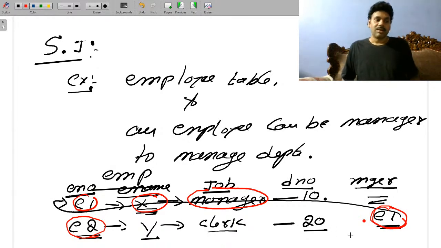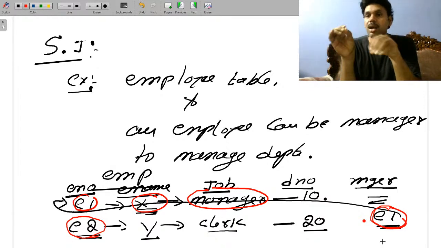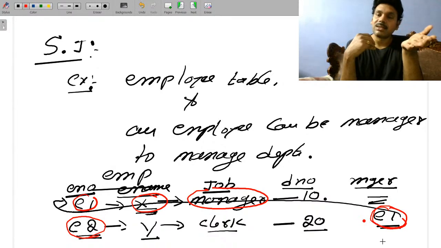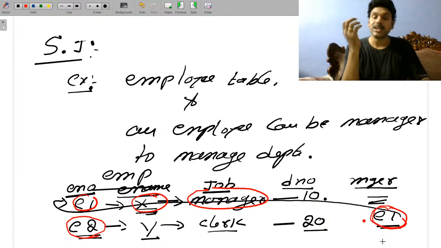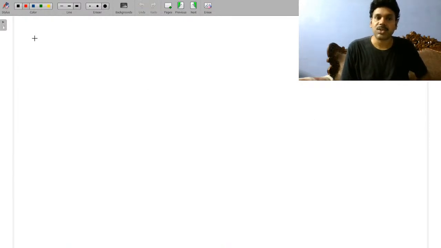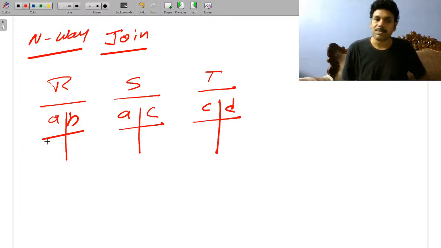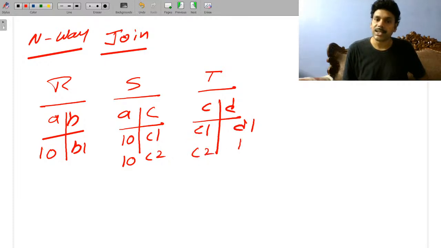Okay, friends, so that is today's concept. We have learned the importance of joins and the different types of joins. All joins are based on either inner joins or outer joins, and either two-way joins or n-way joins. So what is an n-way join? Let me give you one example. Please observe carefully: R(A,B), S(A,C), T(C,D). 10 B1, 10 C1, 10 C2, C1 D1, C2 D2.